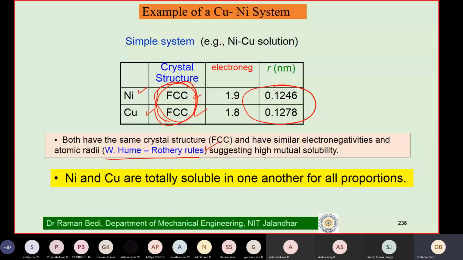Keep a note that they have almost the same atomic radii. Their atomic radii are very similar, very close to each other. If one of them is smaller, they will go for the interstitial type. Because they are similar, they go for a substitutional type of solid solution. And similarly, take a note of the electronegativity factor also.